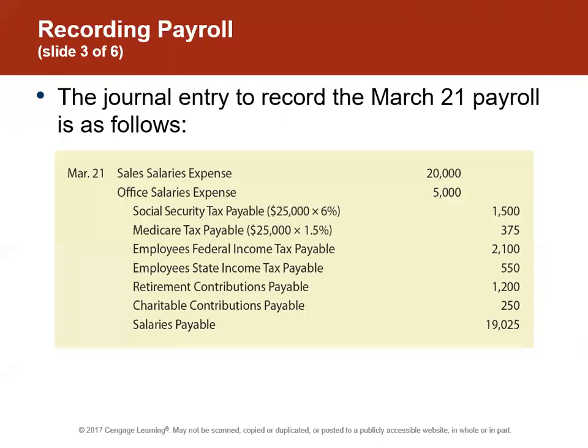Salaries payable is $19,025. So we took $25,000 minus all of these deductions. That's our net pay. The $19,025 is the net pay. This is for more than one employee, but they're showing you the full net pay. So that's how much we're going to cut in paychecks to our employees. So salaries expense debits our gross pay. We have credits for all of our deductions. And then gross pay minus deductions equals our net pay, which is a credit to salaries or wages payable.